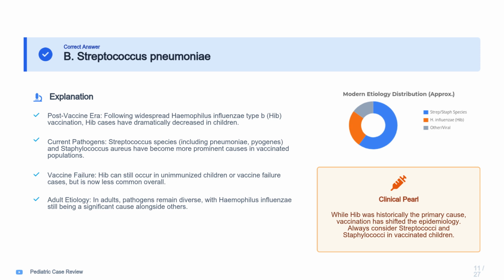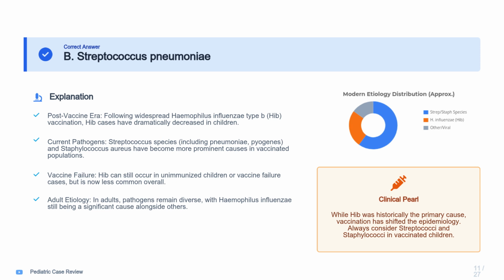The correct answer is B, Streptococcus pneumoniae. After widespread Haemophilus influenza type B vaccination programs, the microbiology of pediatric epiglottitis has shifted. Streptococci, particularly Streptococcus pneumoniae and group A Streptococci, have become more prominent pathogens in vaccinated children. Haemophilus influenza type B is now rare in immunized populations.